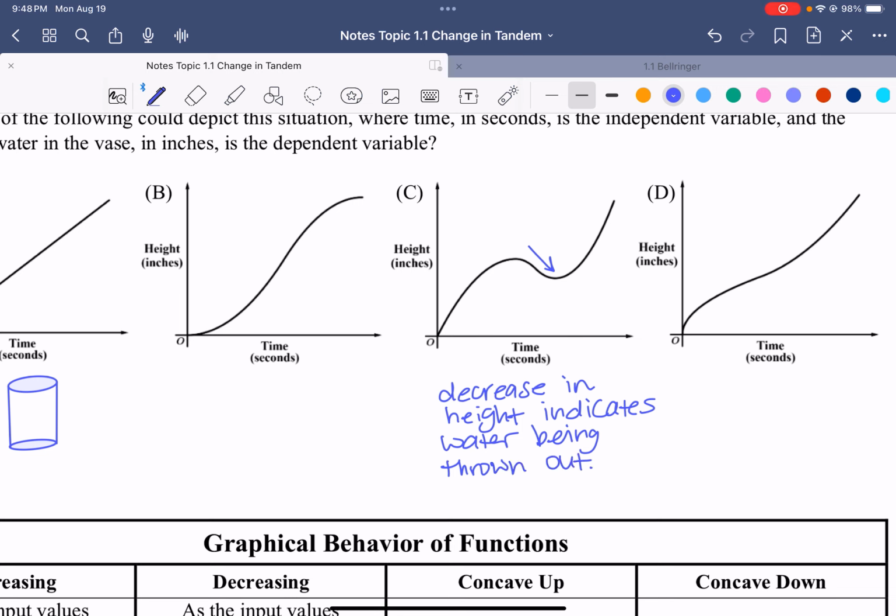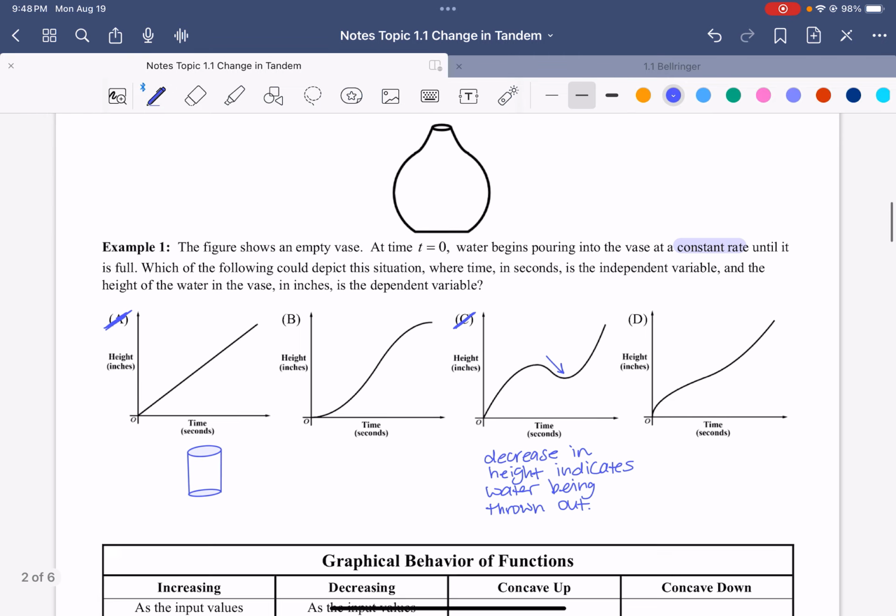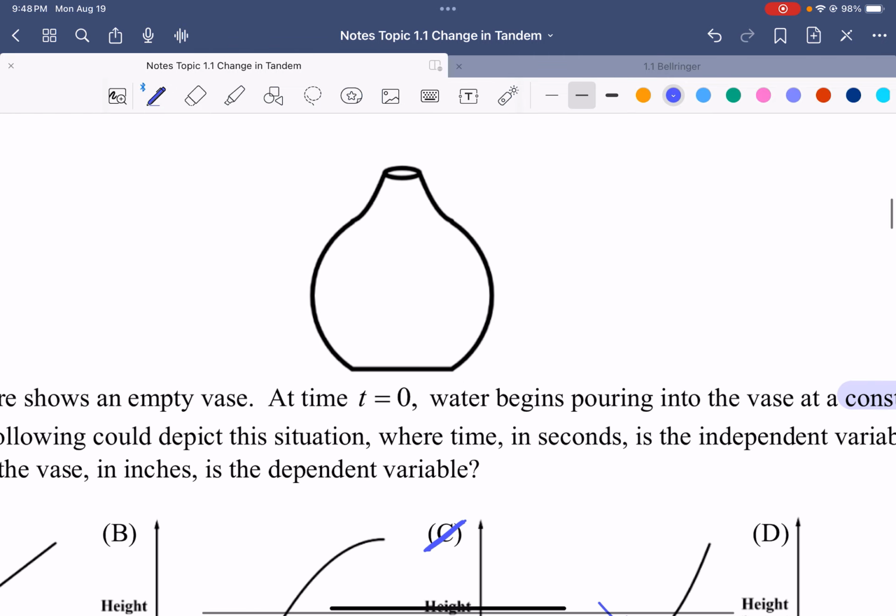However, nowhere in the question did it say, hey, when you're halfway done filling up the vase, I want you to throw some water out and then keep filling it up. So because that wasn't in the question, answer choice C will also be eliminated. So now we're between B and D. So let's explore the shape of the vase a little bit further.